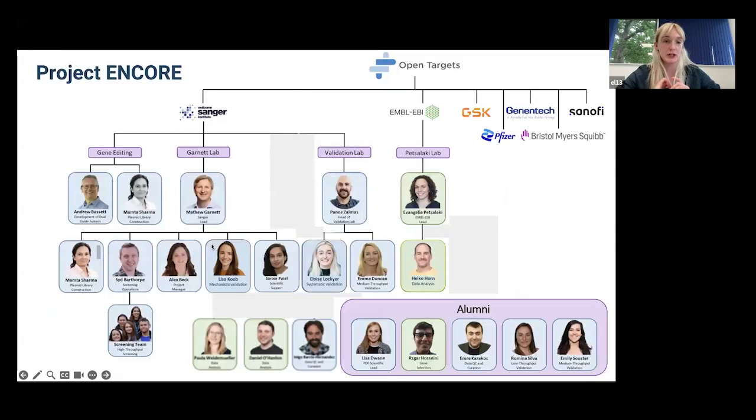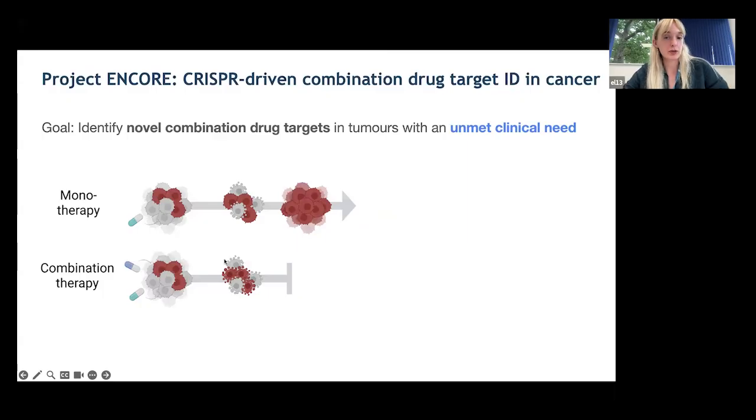So to put all of what I've just talked about into context, I will now move on to talking about Project ENCORE. I'm showing you this slide just to show that this is a very large collaborative project in Open Targets that involves teams at the Sanger, at the EBI, and the pharmaceutical partners that work with Open Targets. The goal of Project ENCORE is to identify novel combination drug targets in tumors with an unmet clinical need. And the reasoning behind this is that a key challenge with cancer treatment is the emergence of resistance to monotherapies. And by taking a combinatorial approach, we can prevent or at least delay the emergence of this resistance.